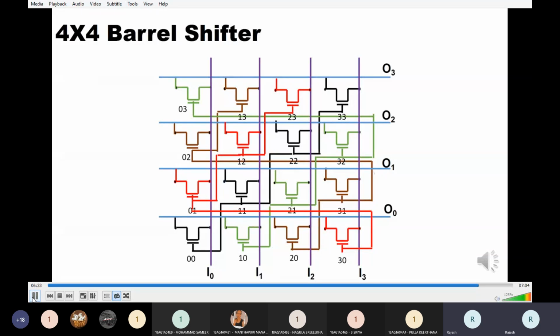all the 16 transistors in a single diagram as shown in the figure, it results in the 4x4 barrel shifter circuit, which is capable of performing 0 to 3-bit shift operations and has only 4 control signals, which is very few compared to the 4x4 crossbar switch.